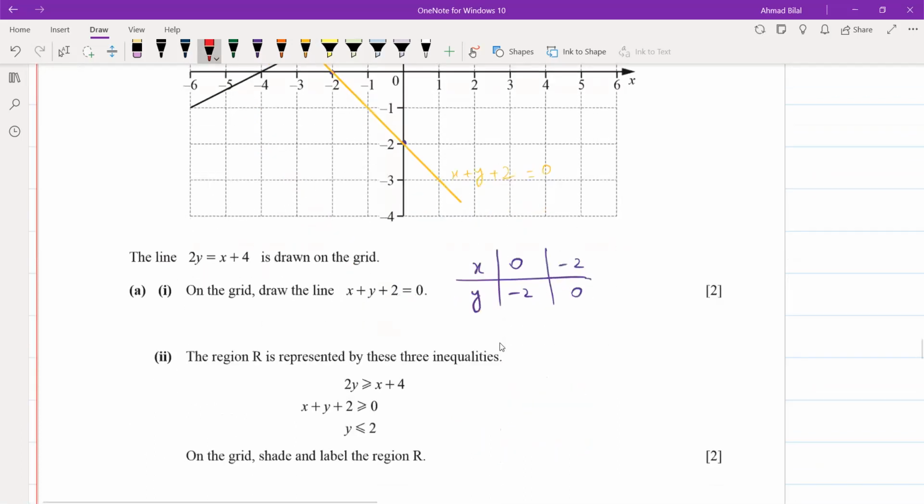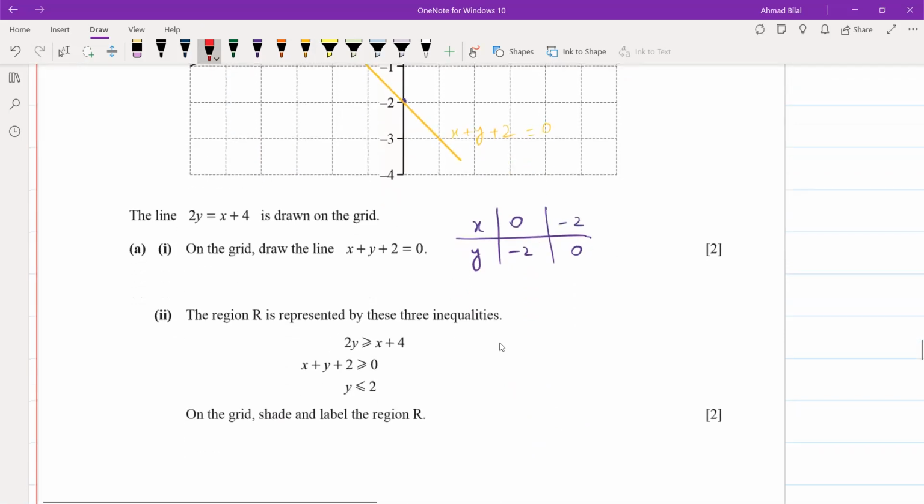Okay. Now, the region R is represented by these three inequalities. We've got 2y greater than or equal to x plus 4. अब देखिए y को सब्जेक्ट बनाना होता है. Remember, y पॉजिटिव होना चाहिए और लेफ्ट साइड पे होना चाहिए. इनइक्वालिटीज ग्राफिकली रिप्रेजेंट करनी होती है, you take the term in y on the left side. ठीक है, and it should be positive. y वाली टर्म पॉजिटिव होनी चाहिए.